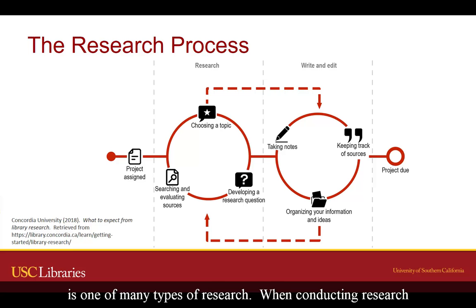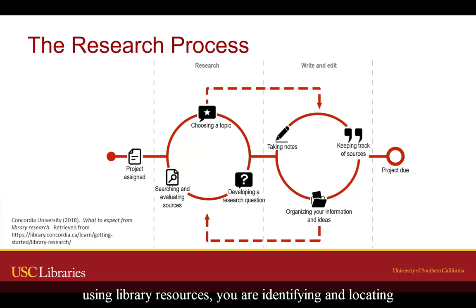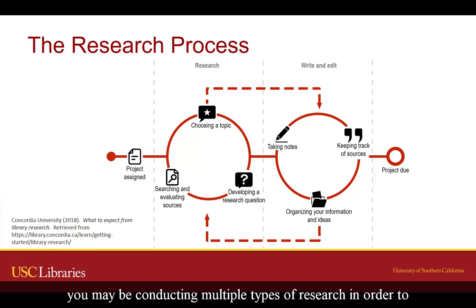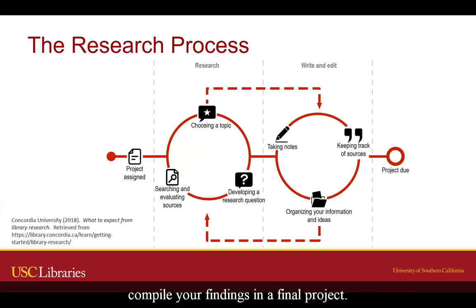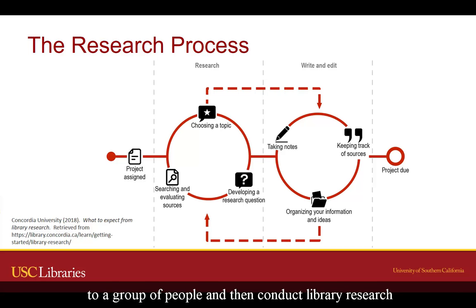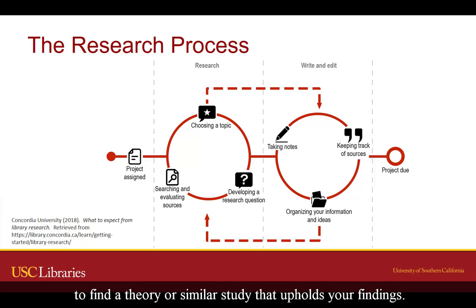Library research is one of many types of research. When conducting research using library resources, you are identifying and locating sources of factual information and expert opinion to answer a research question. Many times, you may be conducting multiple types of research in order to compile your findings in a final project. For example, you might conduct your own survey, posing questions to a group of people, and then conduct library research to find a theory or similar study that upholds your findings.